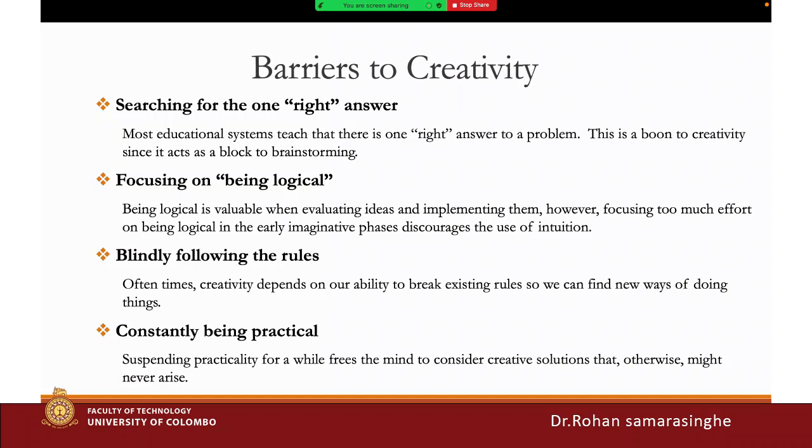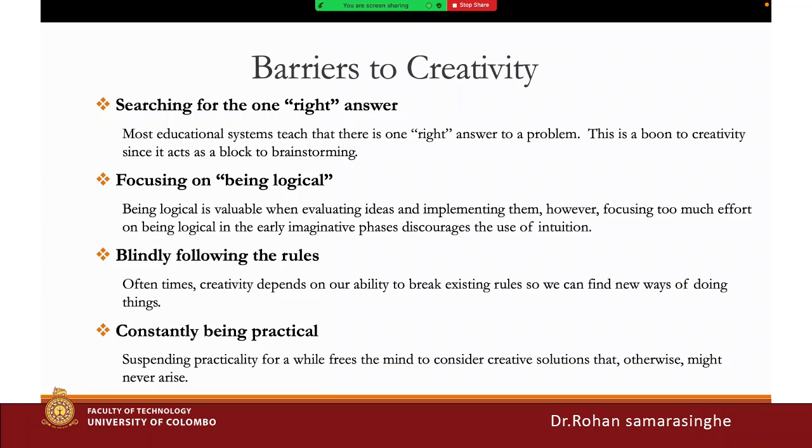without understanding them. Oftentimes, creativity depends on our ability to break existing rules so we can find new ways of doing things. You are going to apply some mathematical or any other rules without any meaning. Next, consistently being practical. We can't do that either. Suspending practicality for a while frees the mind and lets us consider creative solutions.